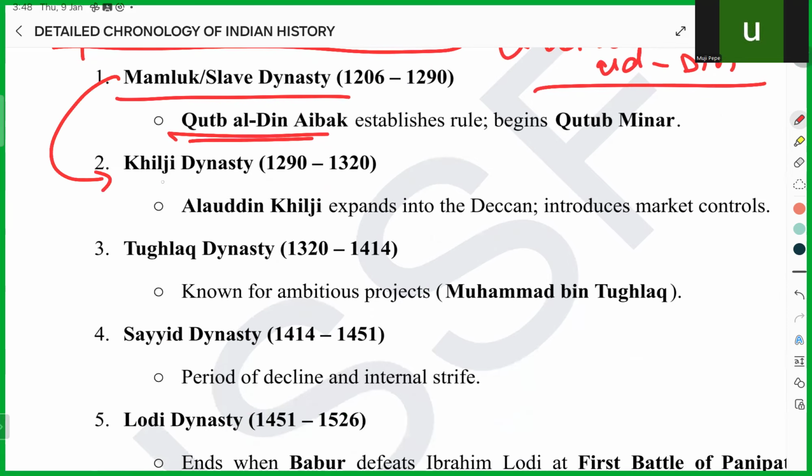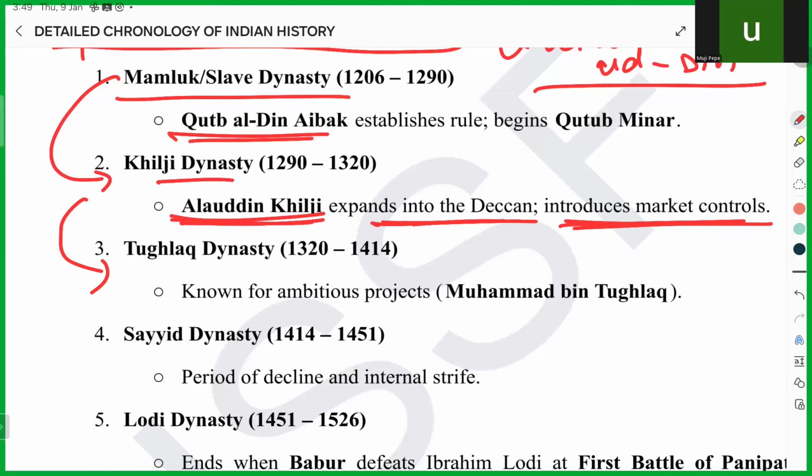After the Mamluks came the Khilji. The most important ruler was Alauddin Khilji. Okay. And he expanded into the Deccan and introduced market controls. He established price checks. He used to send people to check the prices of goods. And then came the Tughlaq dynasty. Yes, the Padmavati movie, जिसमें रणवीर सिंह ने ये अलाउद्दीन खिलजी का रोल प्ले किया था. 2 बार क्वेश्चन भी आया हुआ है खिलजी का 21 and 22 में.